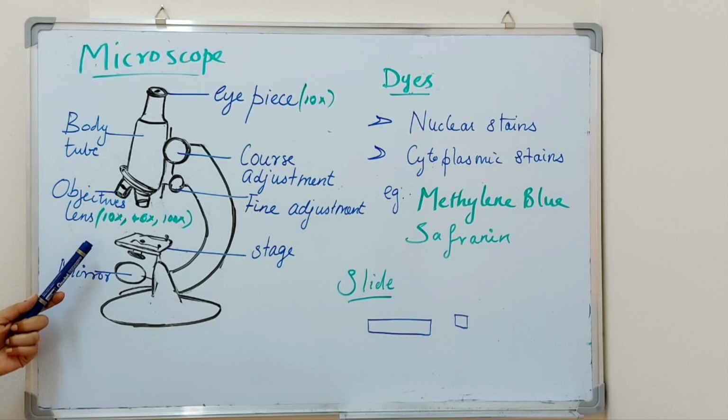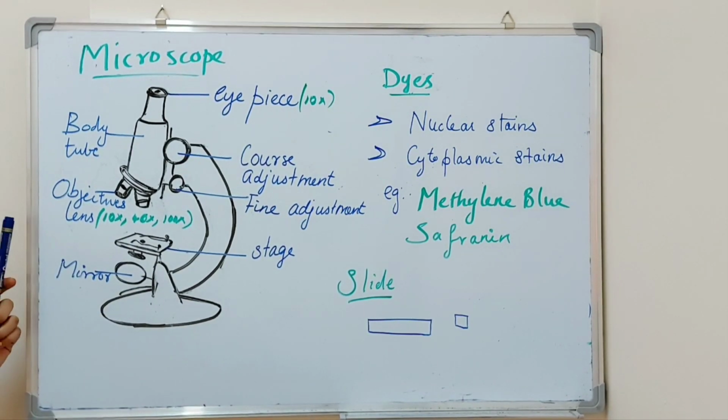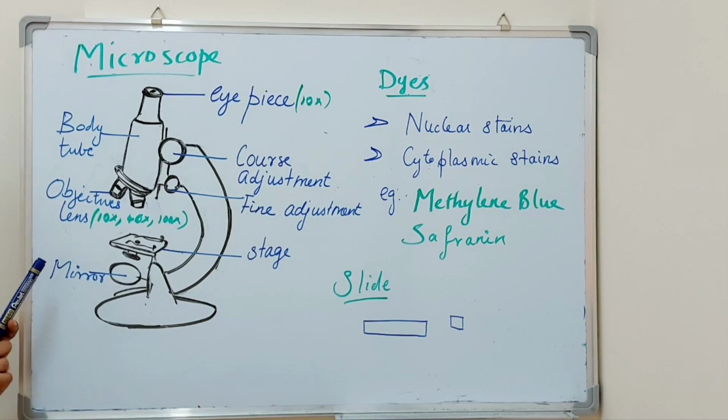Microscope, dyes, otherwise known as stains, and slide. First of all, we will see what is a microscope. Though this portion is not included in the syllabus, I feel it is better to explain this. A microscope is a laboratory device that we use to see small things in a magnified way. Let us see the parts of a microscope.